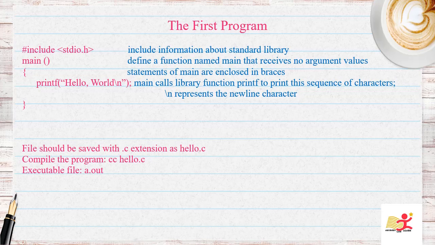A C program consists of functions and variables. What is a function? A function contains statements that specify the operations to be done. And there are variables. Variables store the result of these computations or operations.